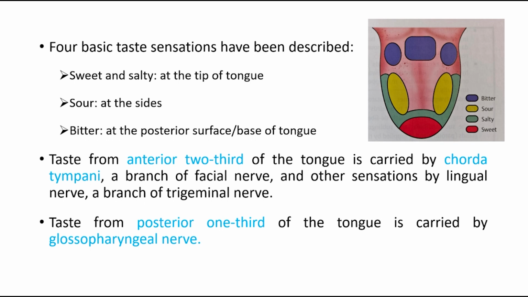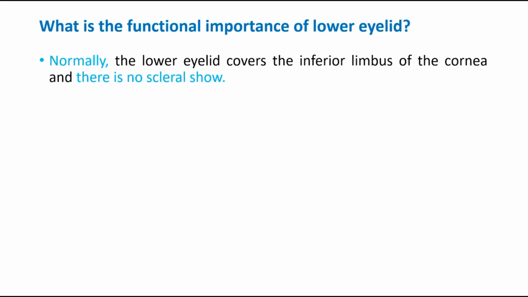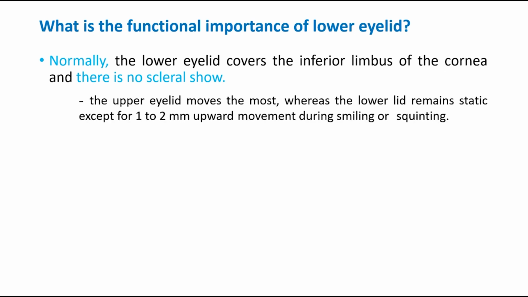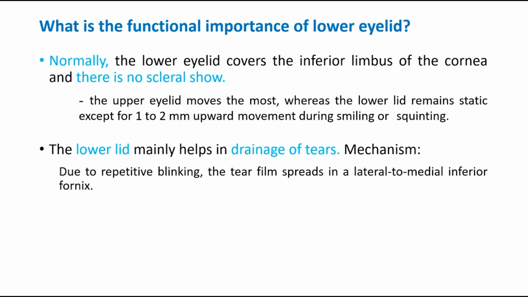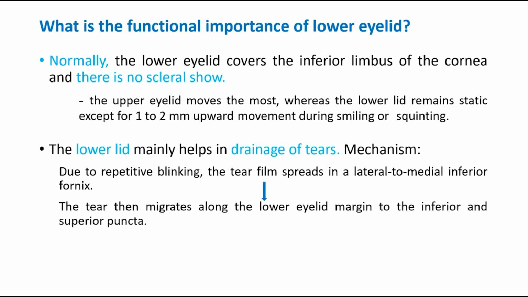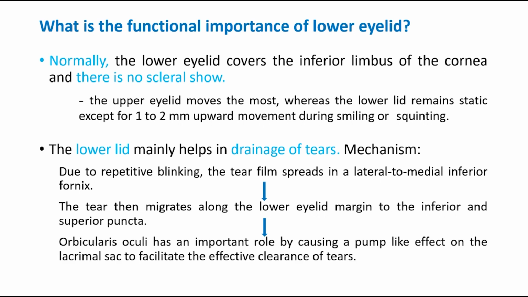Now here you may be asked one question: what is the importance of the lower eyelid from the functionality point of view? Remember that normally there is no movement of the lower eyelid. It remains static, there is no scleral show. But if the patient smiles or squints, there may be an upward movement of 1 to 2 millimeters of the lower eyelid. The major functional importance of the lower eyelid is in the drainage of tears. On blinking, the tear film spreads from lateral to medial in the inferior fornix and from there goes to the inferior and superior puncta. Finally, the orbicularis oculi provides a pumping action to the lacrimal sac, which leads to effective drainage of these tears.